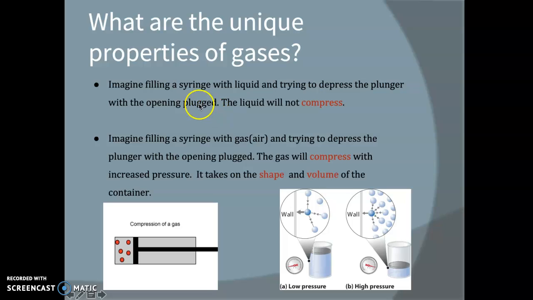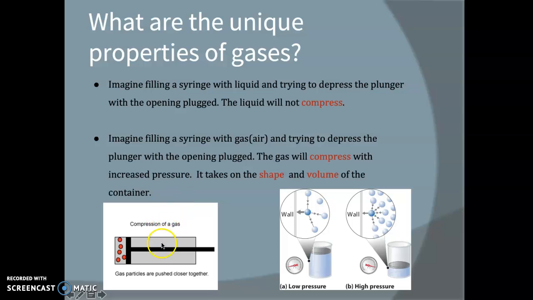So imagine you're filling a syringe with liquid and you try to compress it. So you're doing the same thing with a liquid. It's not going to compress, right? Or if it did, it would be so small you wouldn't notice it. But if I fill a syringe with gas and depress it, the gas would compress. And when that happens, so I go from this spot, so the very spread apart to much closer together, we say that the pressure is increasing.